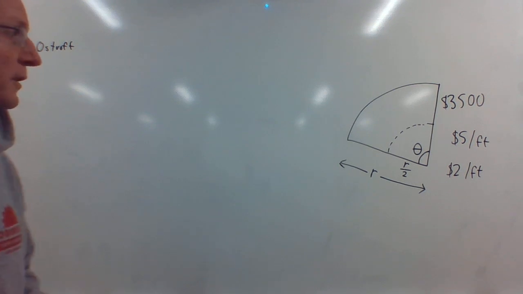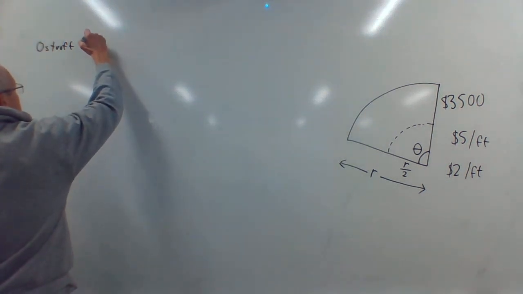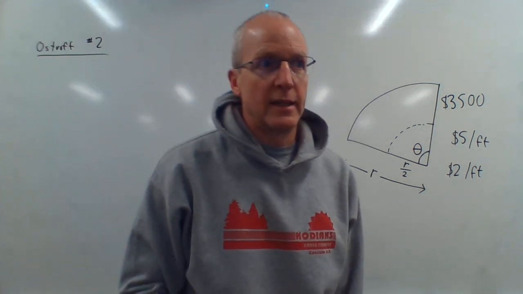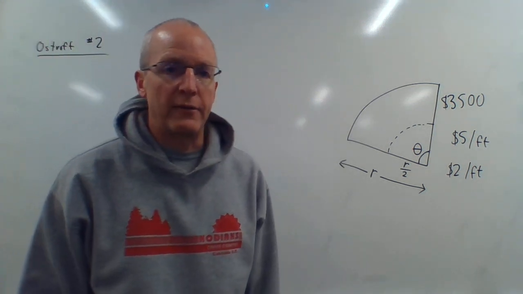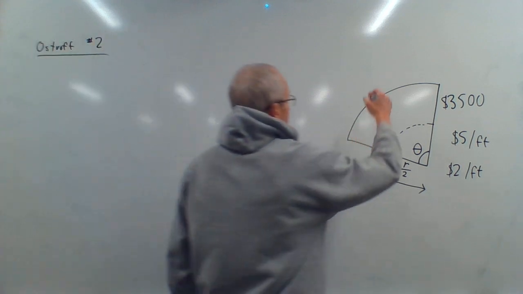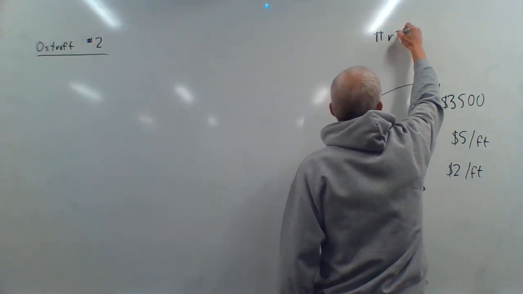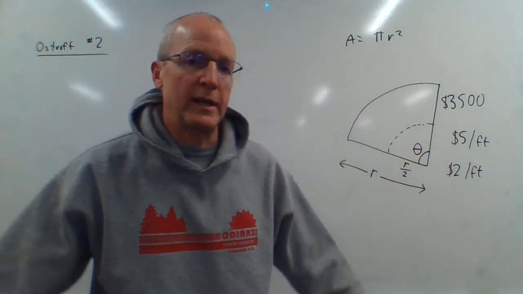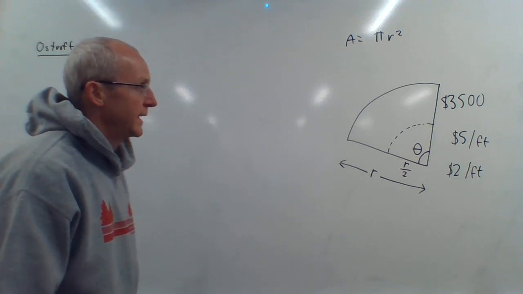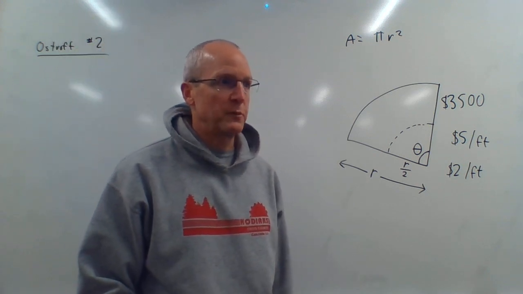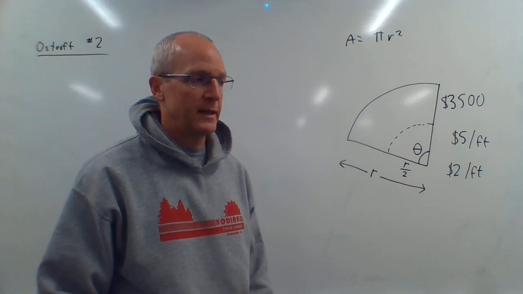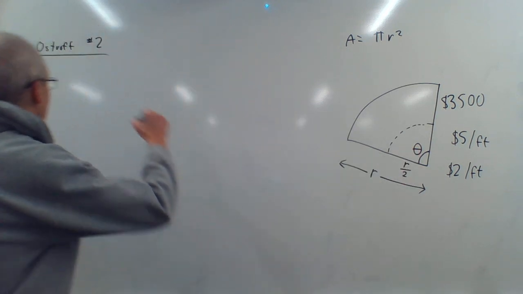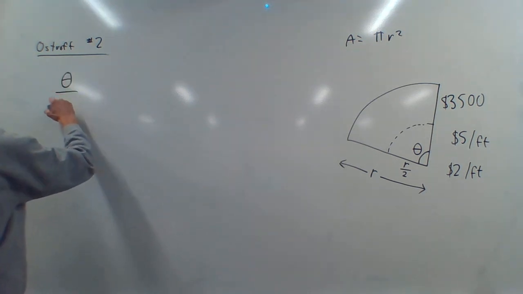Okay, area. We want to know the area. The area of any sector is the fraction of the full circle that we have. So the full circle, of course, is pi r squared. Well, we have only theta, which we don't know what it is, but oh well, it's theta. So we have theta over 2 pi, the fraction we have of the full circle. The full circle would be theta equals 2 pi. We're probably going to have a smaller amount than that.